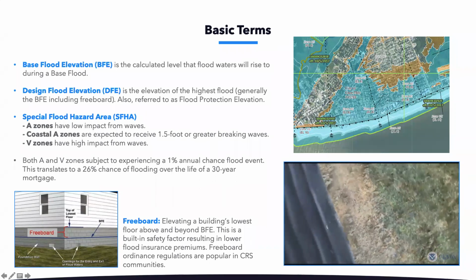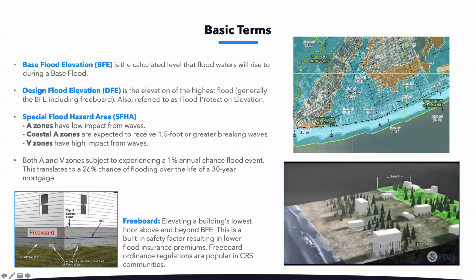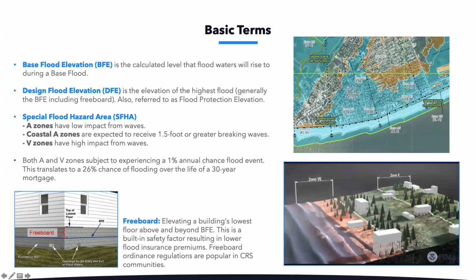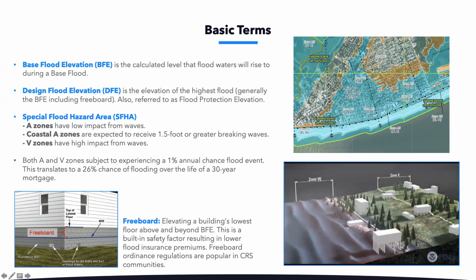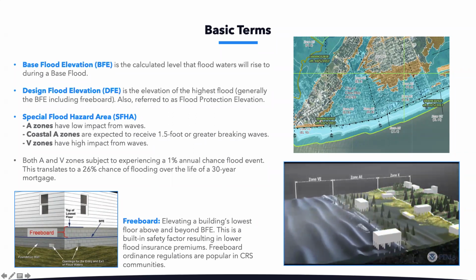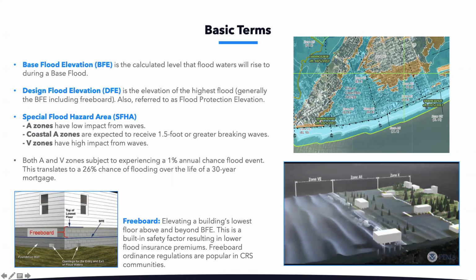Now, the design flood elevation, this is taking the base flood elevation and also adding freeboard to it. Any municipality, if they choose to, can add freeboard, meaning whatever the base flood elevation is, they may tack on an extra foot or an extra 2 feet. And they want residential structures built to that height. Or if it's a commercial structure, they're going to require flood barriers to be built up to that height.